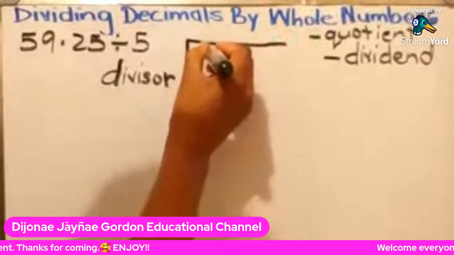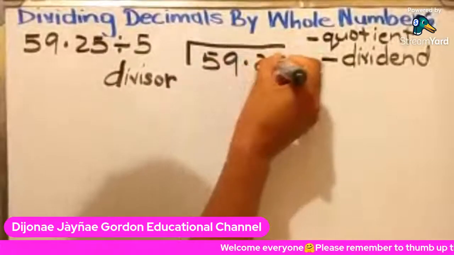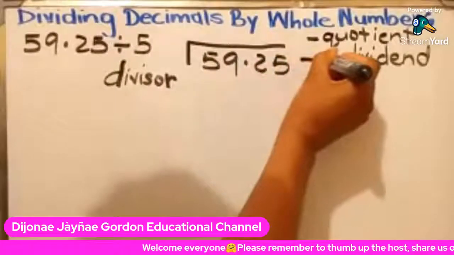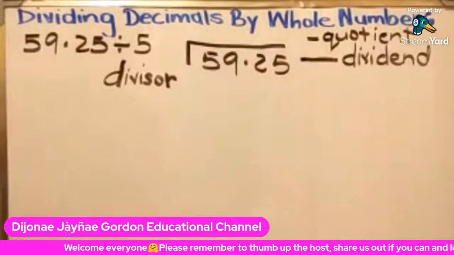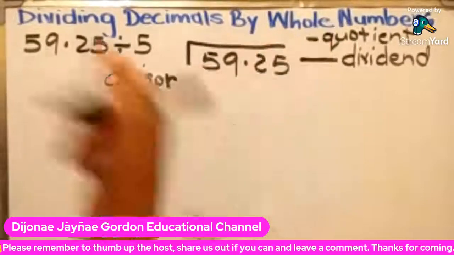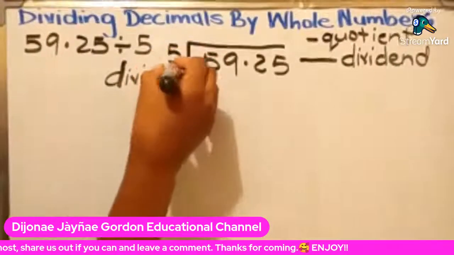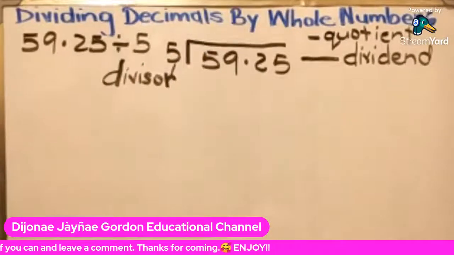Remember now that 59.25 is known as our dividend. And of course, we are going to work this to find our quotient that we don't know. And we are dividing by 5, and 5 is known as our divisor.